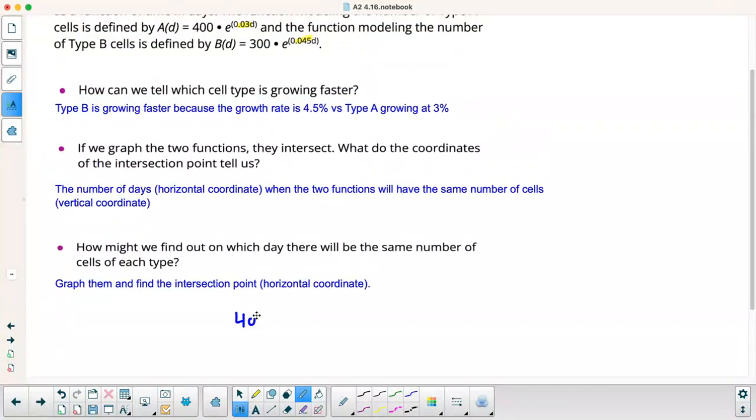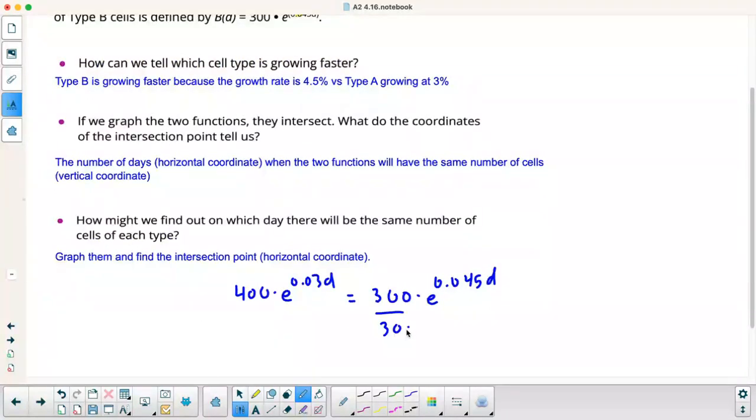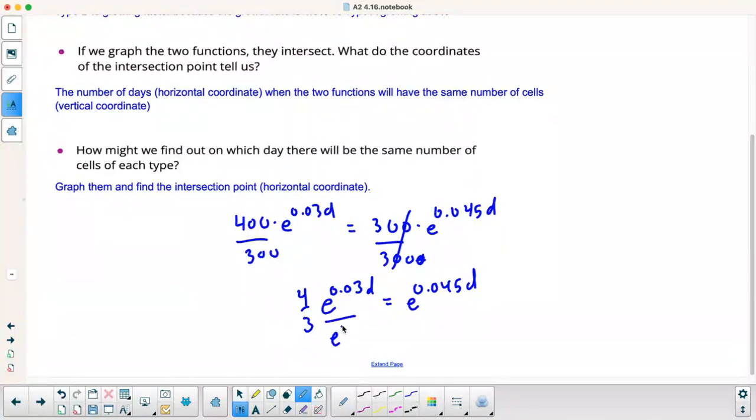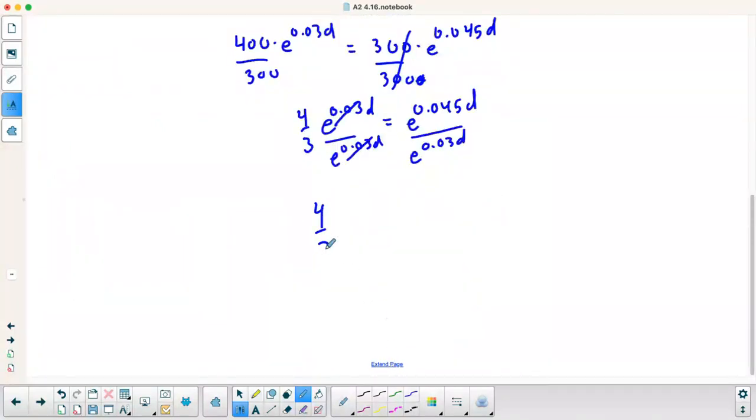it'd be 400 times e to the 0.03d equals 300 times e to the 0.045d. So to do algebra here, let's divide each side by 300. Whoops, not 3,000, 300. So I'm going to get 4/3 e to the 0.03d equals e to the 0.045d. Here's where it might get a little tricky. Since this is still times, if I divide each side by e to the 0.03d, that gets rid of that, and it takes me to 4/3 equals e.